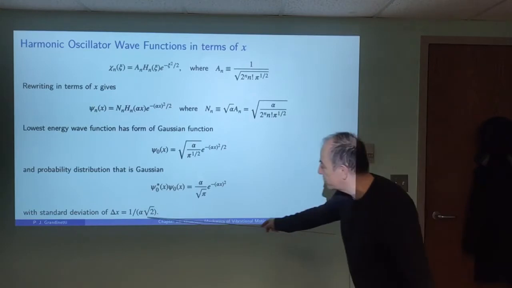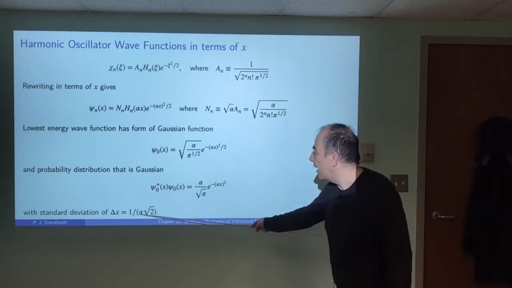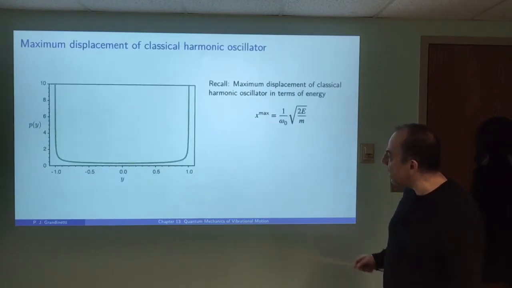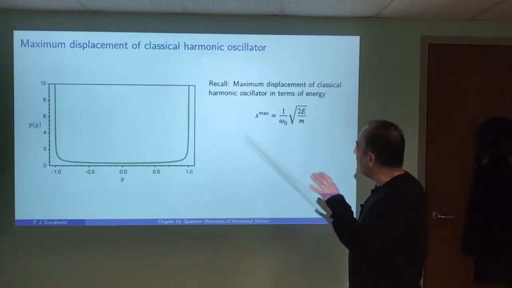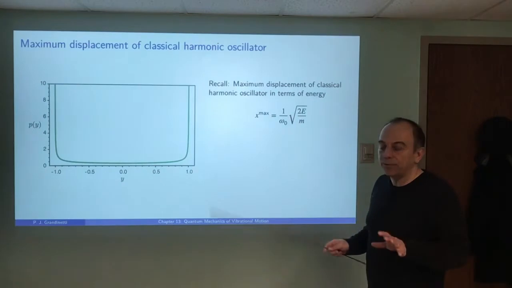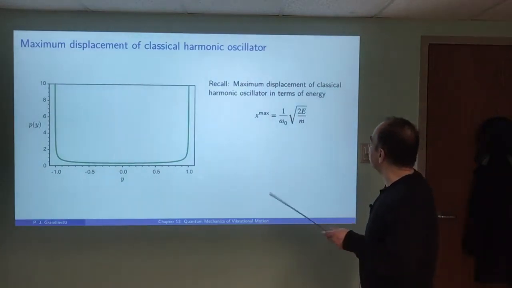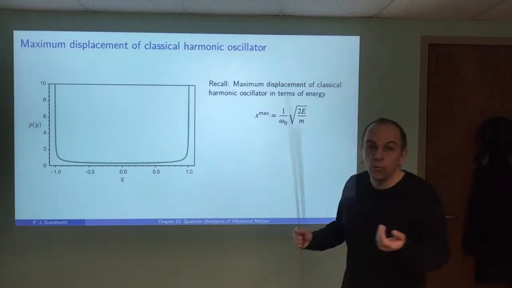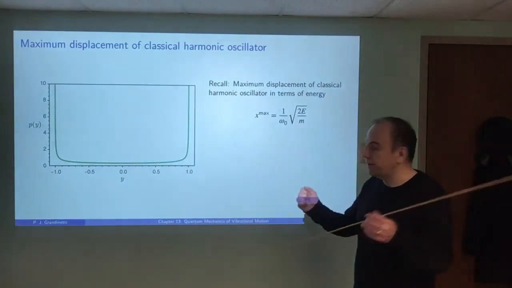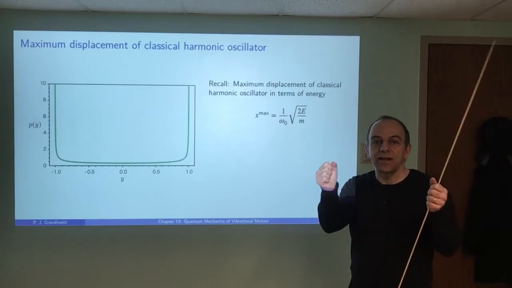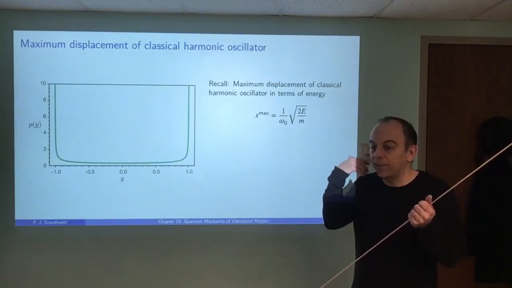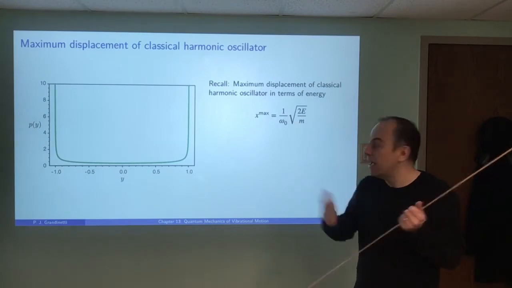Its standard deviation is 1 over alpha times the square root of 2. Now, before we look at those wave functions, I want you to remember back in the chapter on the classical mechanics of vibrational motion that we looked at this probability distribution of where the mass was as it was oscillating, in terms of the probability of looking at it and finding it at any particular position.